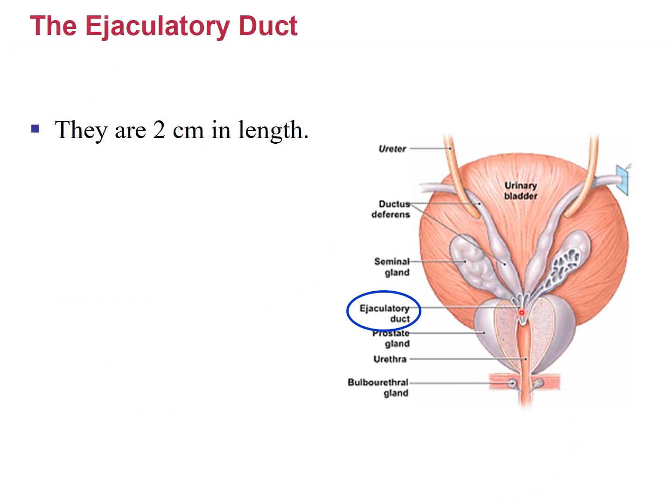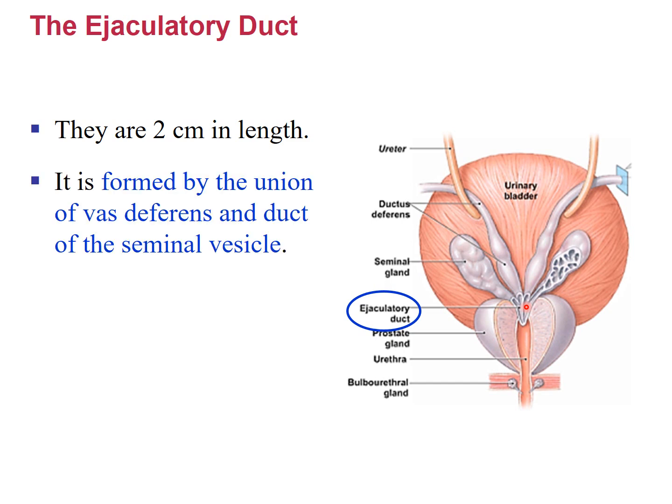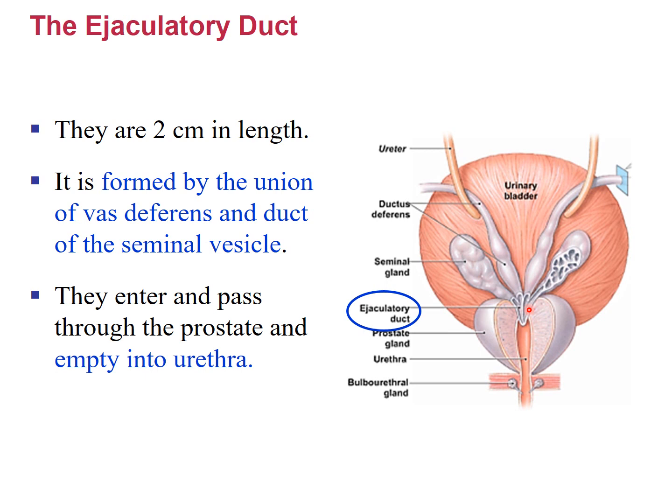So here we have the ejaculatory duct. It is about 2 centimeters in length. It is formed by the union of the vas deferens and the duct of the seminal vesicle. They enter and pass through the prostate and empty into the urethra.